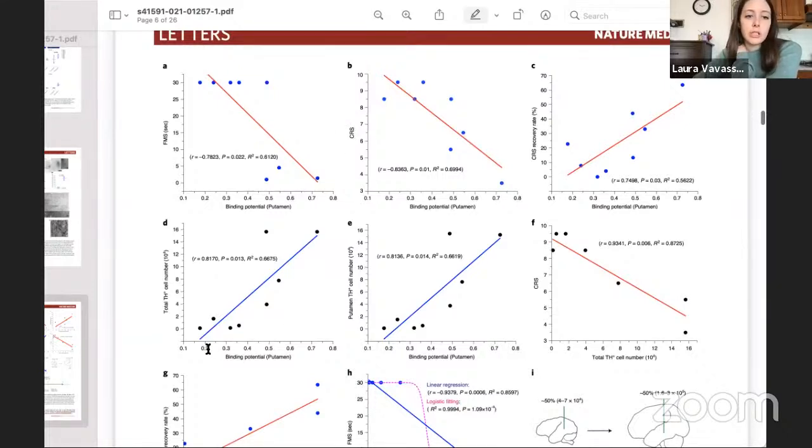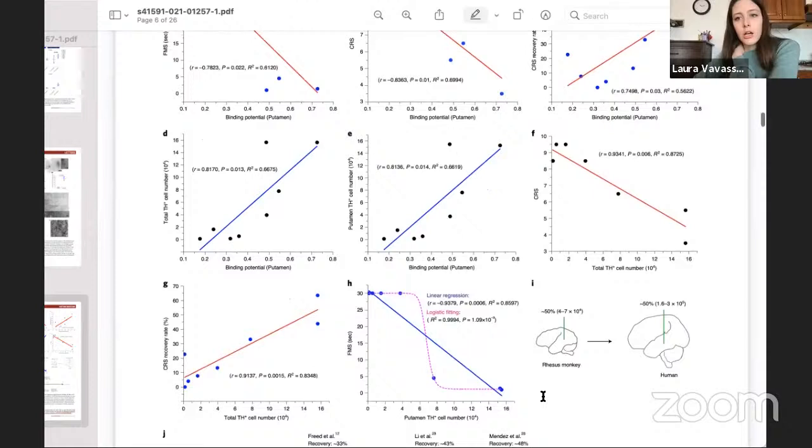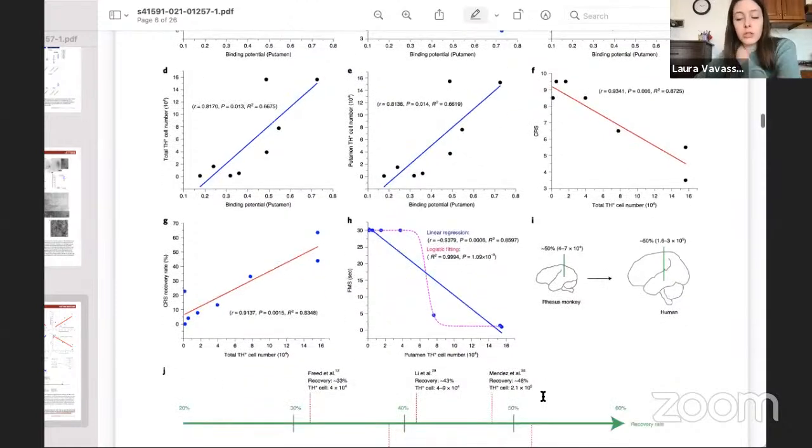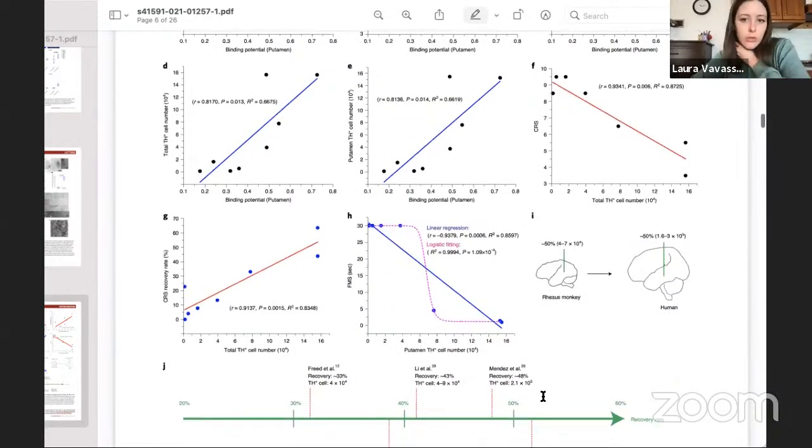And they also found a correlation between this binding potential, so the activity of the dopaminergic neurons, and the total number of the cells that were grafted. Meaning that more or less they represent the same. So the higher the number of cells, the higher the activity coming from the putamen. Yes, so this is basically all.